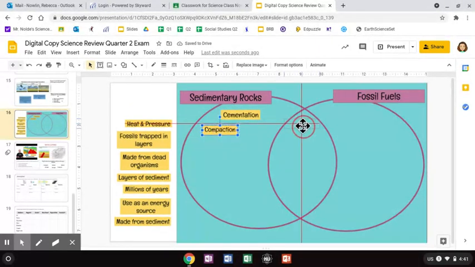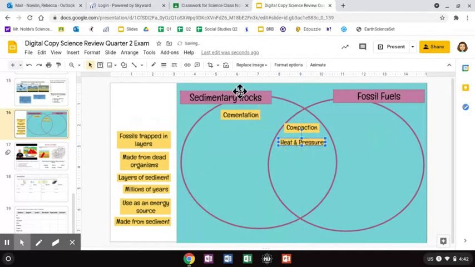there is compaction happening with fossil fuels also, because compaction is just the squeezing. Compaction happens anytime you have pressure, and we know that we have pressure with fossil fuels as well as sedimentary rocks. So we'll go ahead and put that one in the middle, because while we typically use that term when we're talking about sedimentary rocks, it's technically applicable to fossil fuels also. Okay, and then heat and pressure is, of course, both of them. Both sedimentary rocks and fossil fuels require heat and pressure.